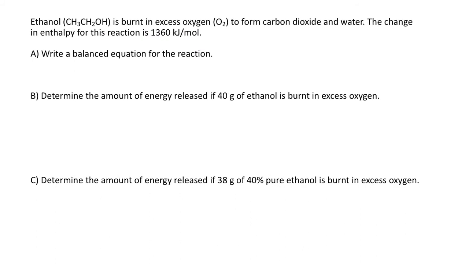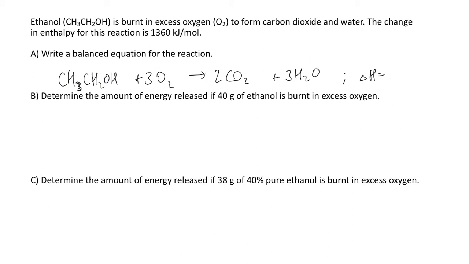Ethanol is burnt in excess oxygen to form carbon dioxide and water. The change in enthalpy for this reaction is 1360. Balanced equation: CH3CH2OH plus O2 goes to CO2 plus H2O. There are 2 carbons and 3 hydrogens. How many oxygens do I have? 7, so I need 3 here, and that's a balanced equation. Now I'm going to put in the extra energy. Delta H is equal to 1360 kilojoules, and it's an exothermic reaction. I only know that because you're burning something, and burning something makes lots of heat to the surroundings, so it is an exothermic reaction, but I probably should have written that in the question.